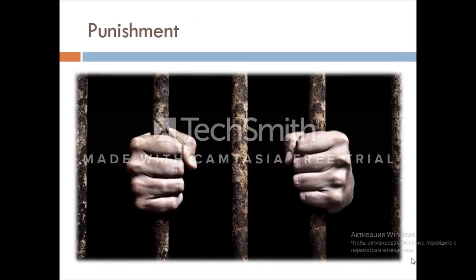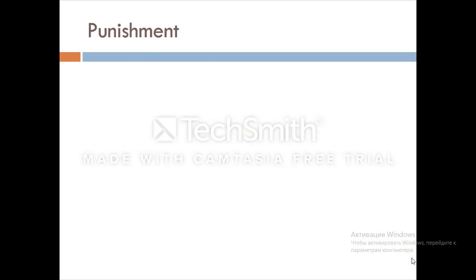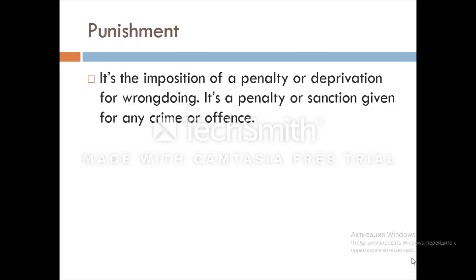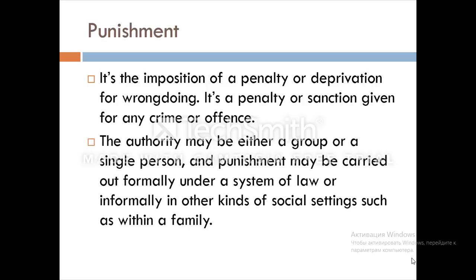Violation of the law necessarily entails an appropriate punishment. Punishment is the imposition of a penalty or deprivation for wrongdoing. It's a penalty or sanction given for any crime or offense. The authority may be either a group or a single person, and punishment may be carried out formally under a system of law or informally in other kinds of social settings such as within a family.